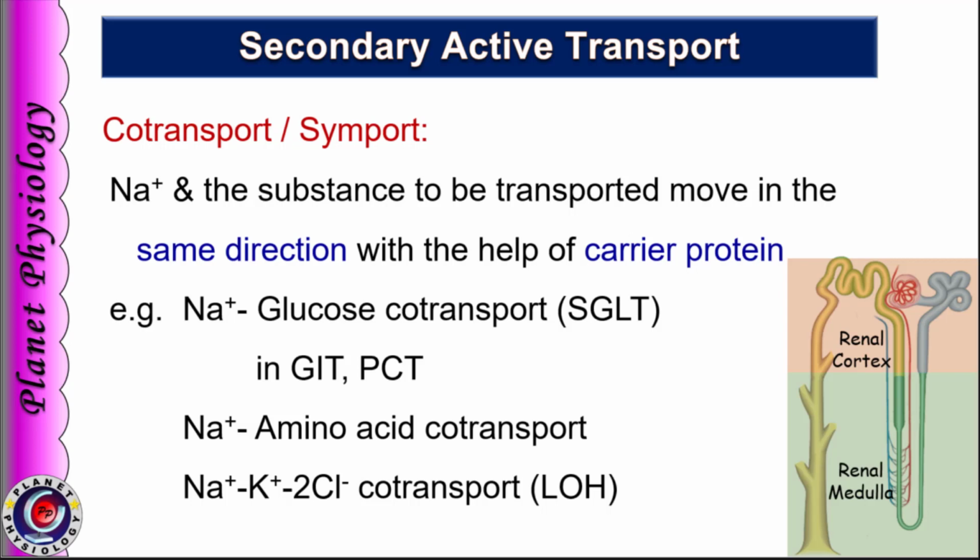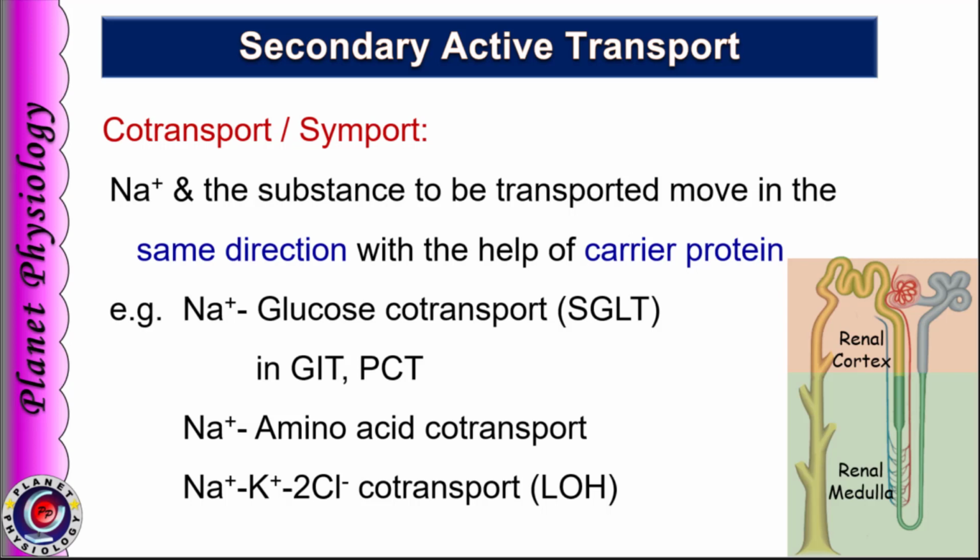Note here that a carrier protein can transport more than two substances also, and transport also can be from inside to outside of the cell, as in the case of 1 sodium, 1 potassium and 2 chloride transport via the NKCC transporter in the loop of Henle. These ions leave the cell to enter the interstitial fluid.